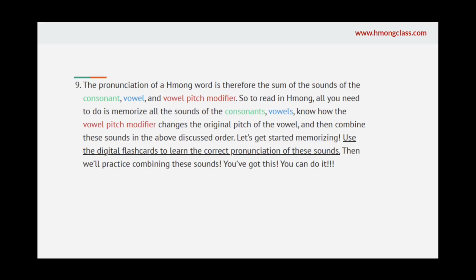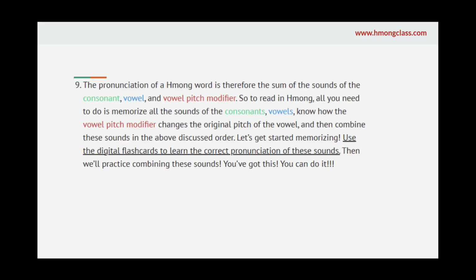Okay? This sounds easy, but I think the difficulty is in understanding these rules and memorizing these rules, and also, which will be 70% of what we'll do later, the memorization part: the pronunciation and memorization of the consonants, vowels, and the vowel pitch modifier. There's a lot of them, so there's a lot to memorize. But the good thing is that it involves just memorization.